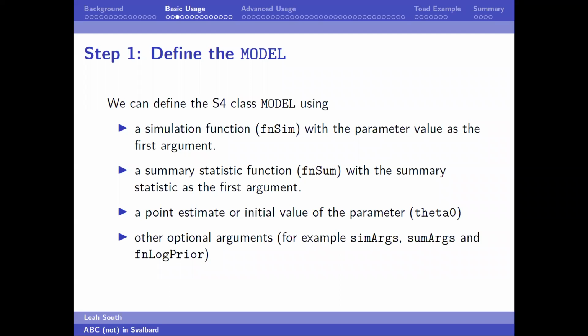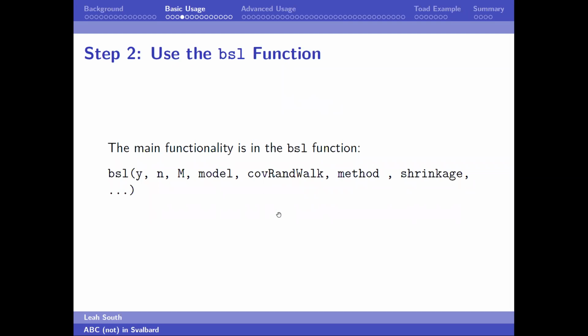The next one is a summary statistic function. For this one, you plug in the data as the first argument. I'll go through some examples shortly. And you need some point estimates or initial values as well, as you always do for MCMC. Once you've got that model set up, you can just run the BSL function. So it's a two-step procedure: you set up the model, and then you use that model in the BSL function. BSL runs MCMC with a Metropolis-Hastings random walk.